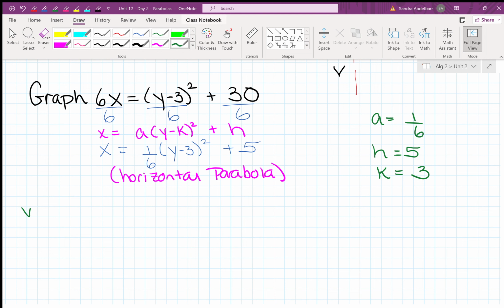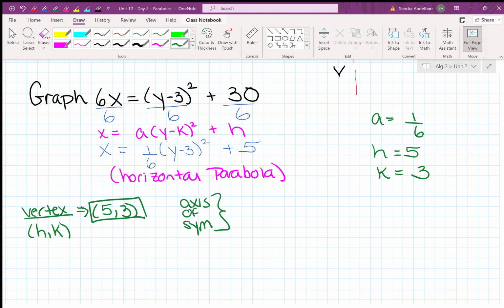All right, so we're going to find everything we found before. Let's start with our vertex. Our vertex is still h, k, so that is going to be 5, 3. You got it. All right, our axis of symmetry. Because our parabola is horizontal, our axis of symmetry will be horizontal. So it's not going to be x equals this time, it's y equals k, which is 3. All right, let's get our focus.